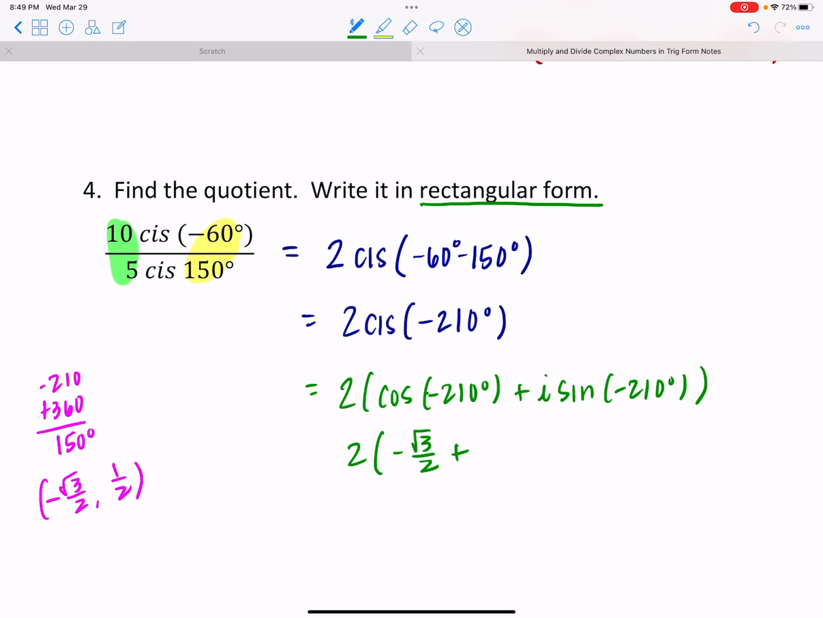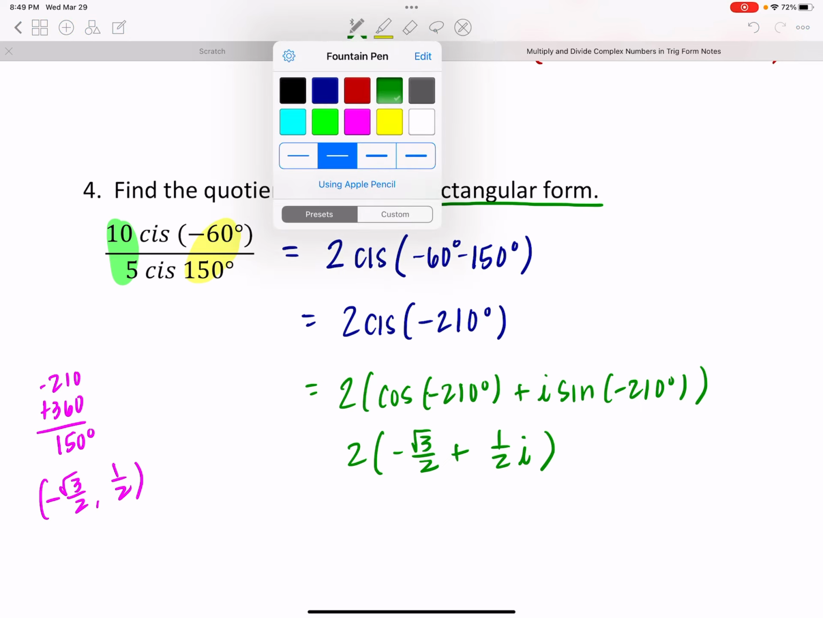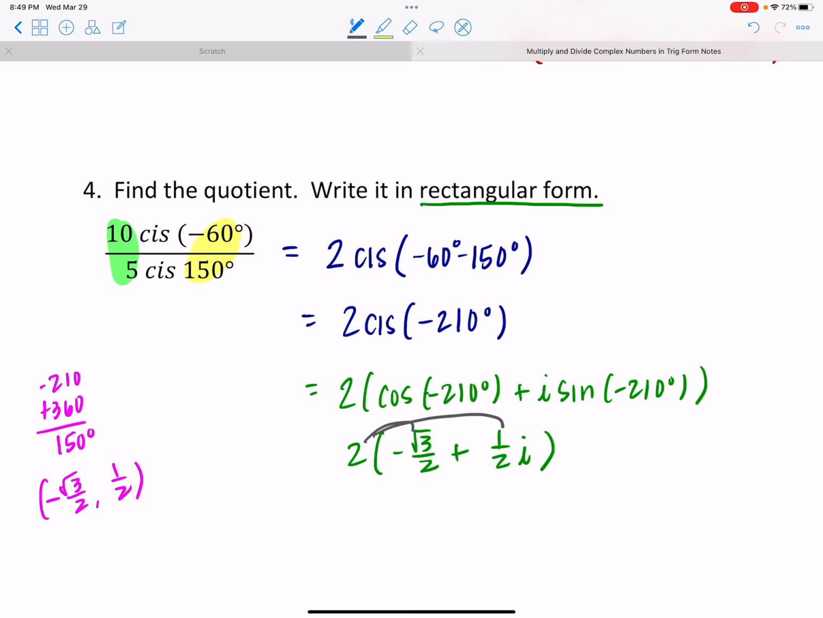So I'm going to put that positive 1/2 in front of i. And then one last step, I just need to distribute that 2, multiply that cosine and that sine by r. And so my rectangular form is going to be negative radical 3 plus 2 times 1/2 is going to be 1i. And so that is my complex number in rectangular form.